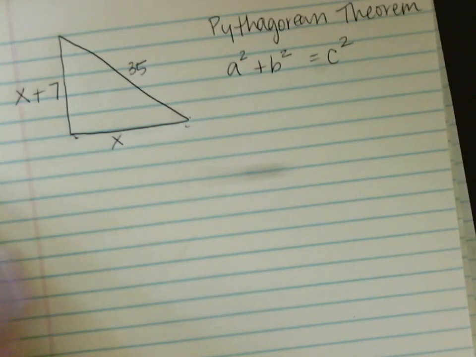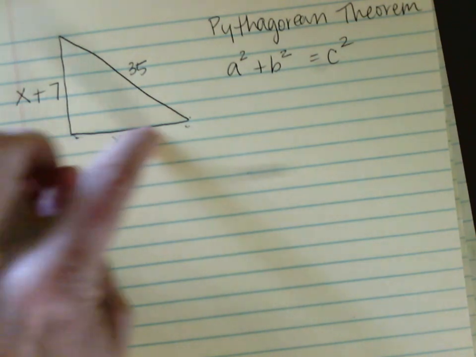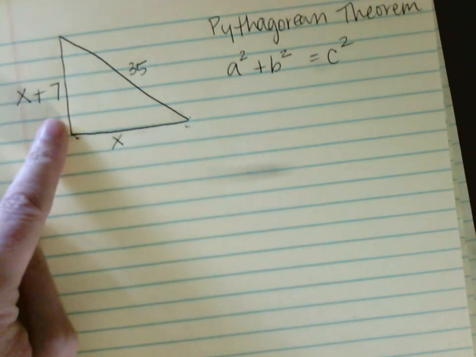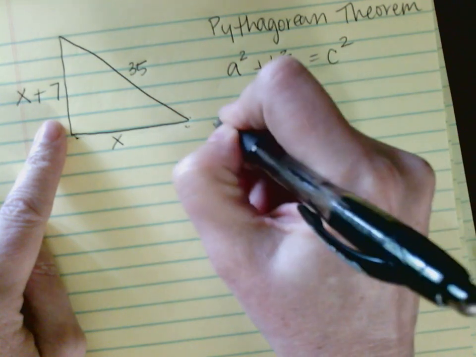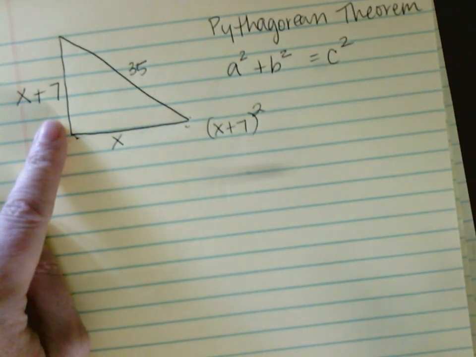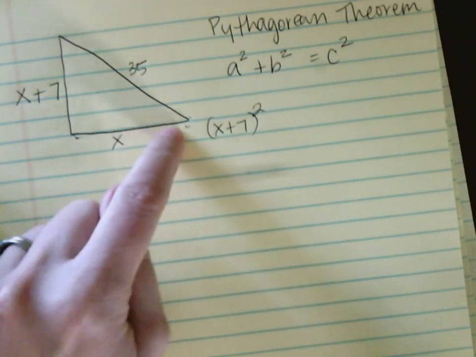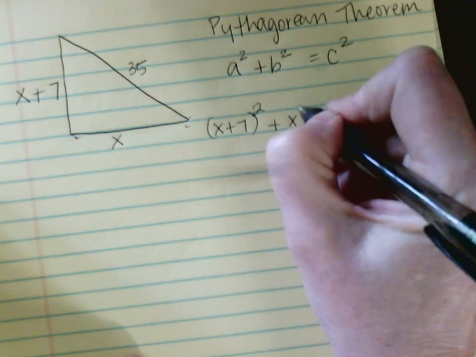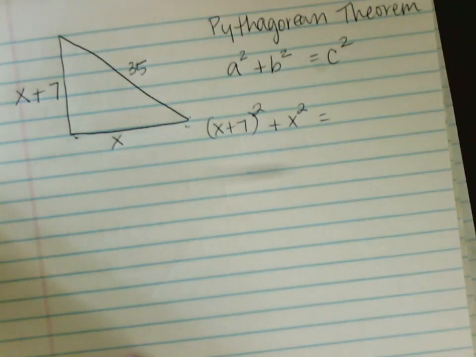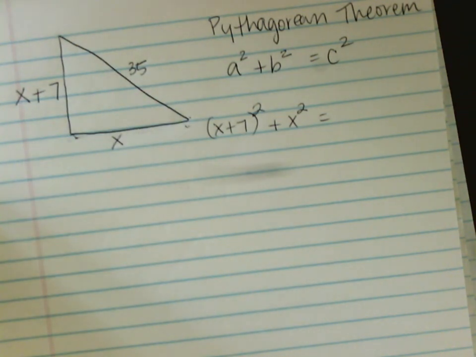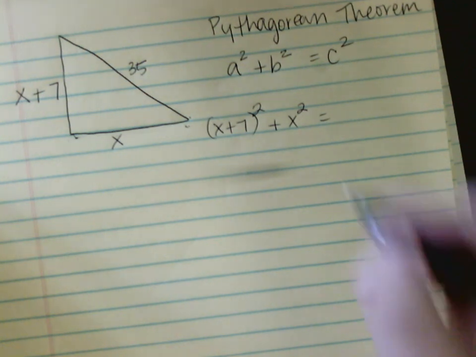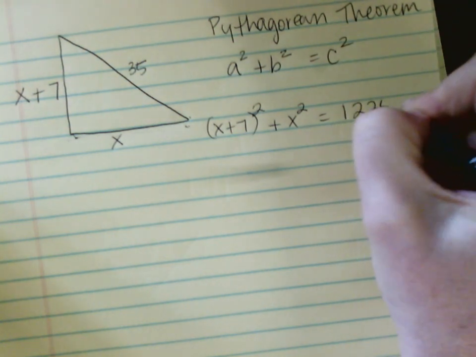So let's fill this in. We'll call this a and this b. So I need a squared, so (x plus 7) squared, plus this side squared, so plus x squared, equals this side squared. So 35 squared gives me 1,225.